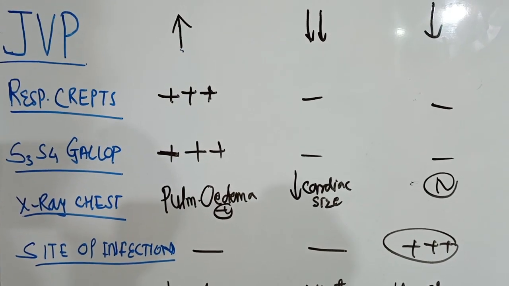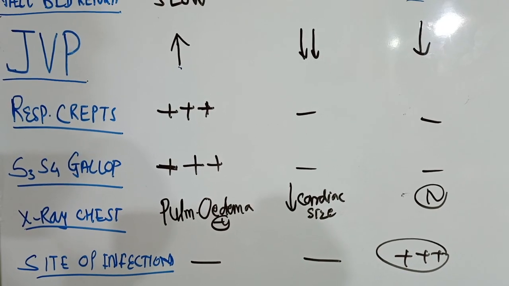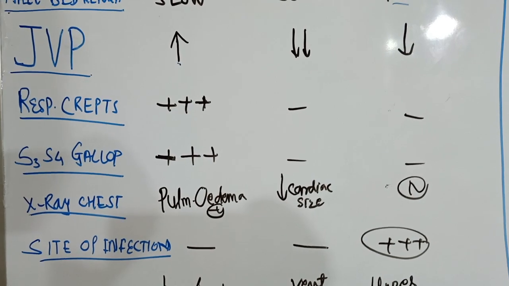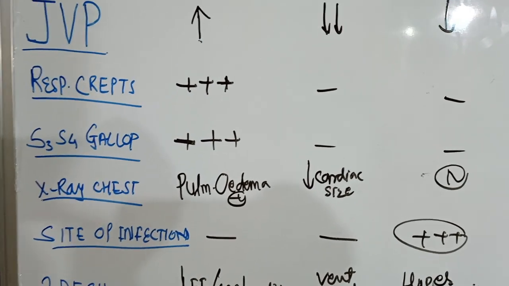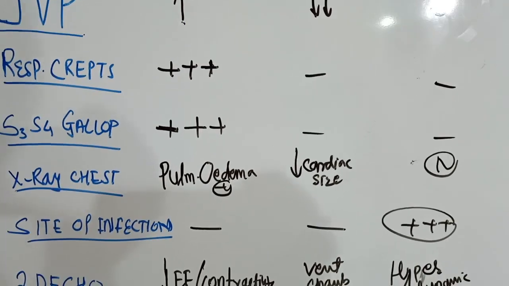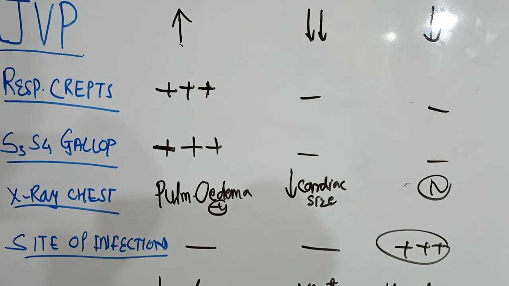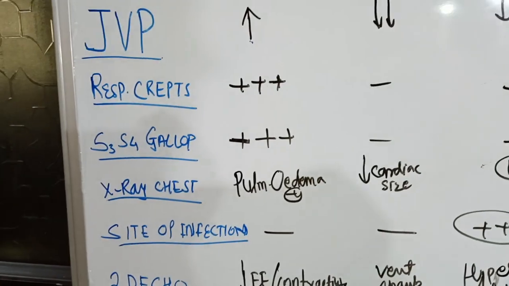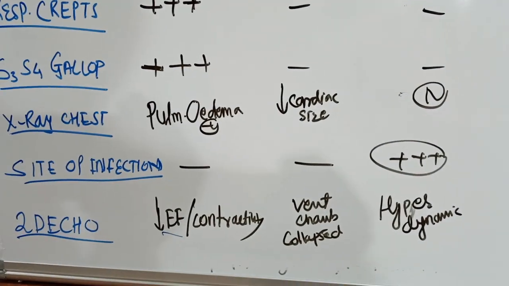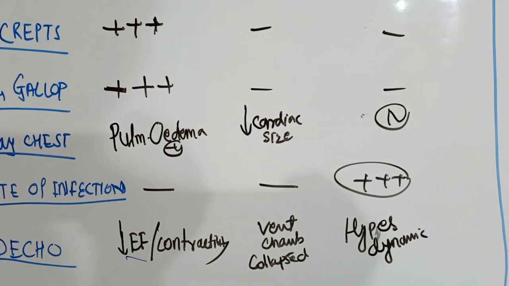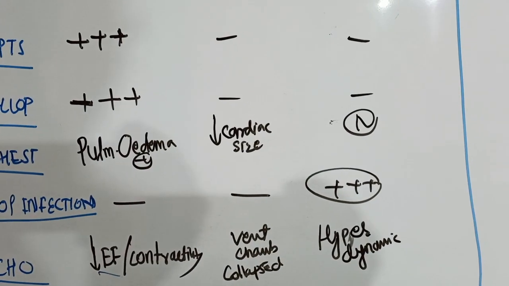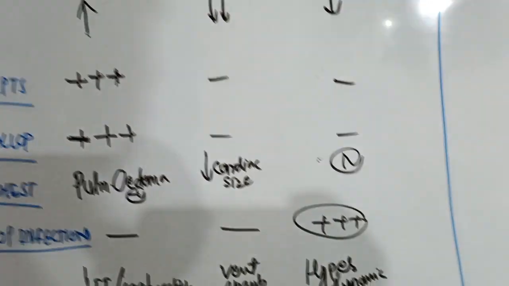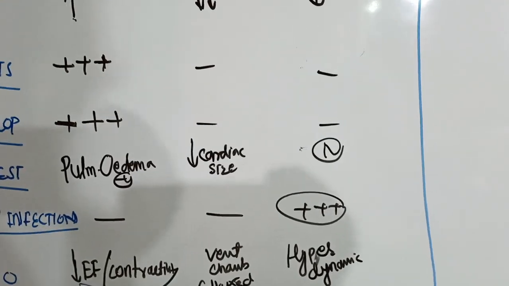If we look for a site of infection, there won't be infection in cardiogenic shock and hypovolemic shock. But in case of septic shock, there is a focus of infection. It could be a pulmonary focus, urinary tract, brain, or peritoneal, etc. If we do 2D echo in cardiogenic shock, there will be decreased ejection fraction and decreased contractility. In hypovolemic shock, ventricles are collapsed, kissing ventricles are there. In septic shock, there is hypodynamic circulation.